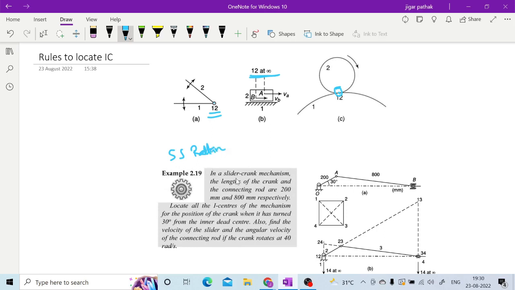What the problem says is, in a slider crank mechanism, the lengths of the crank and the connecting rod are 200 mm and 800 mm respectively. Locate all the instantaneous centers of the mechanism for the position of the crank when it has turned 30 degrees from the inner dead center. Also find the velocity of the slider and the angular velocity of the connecting rod if the crank rotates at 40 radian per second. Right, so the first thing is to locate all the instantaneous centers.